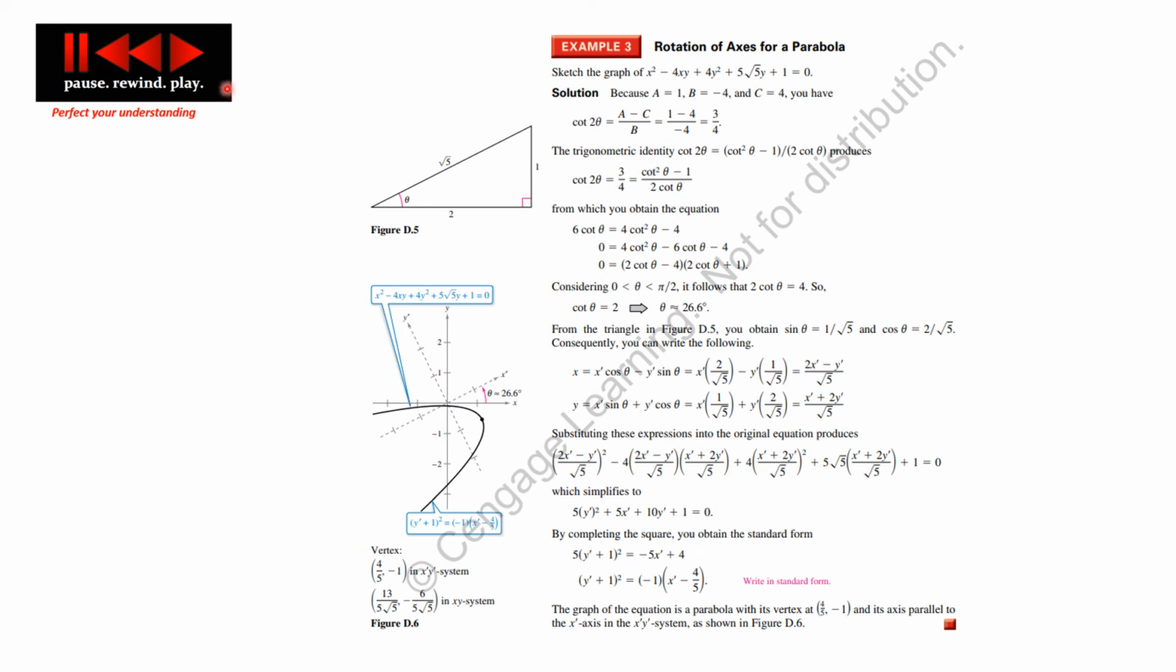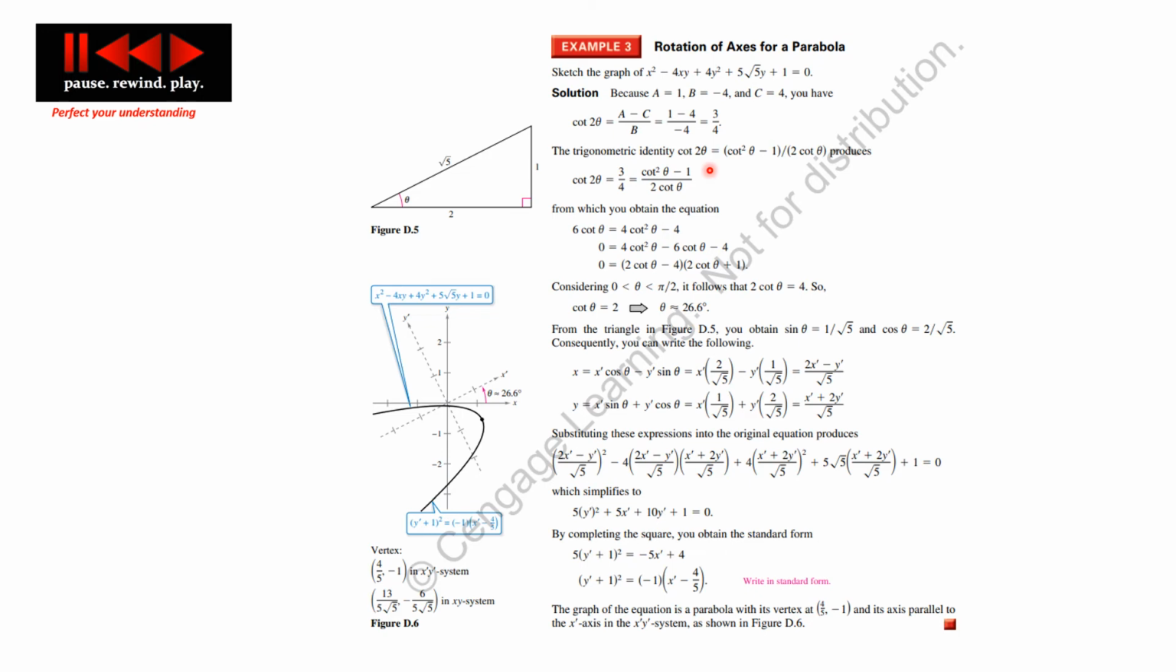Here's another example for you to practice. Here we're rotating the axis for a parabola, except you don't know it is a parabola yet, but you're sketching the graph of this. We want to make this xy term equal to 0. So we're going to rotate to an angle where cotangent of 2 theta is equal to 3/4. Make sure you see where these numbers are coming from.